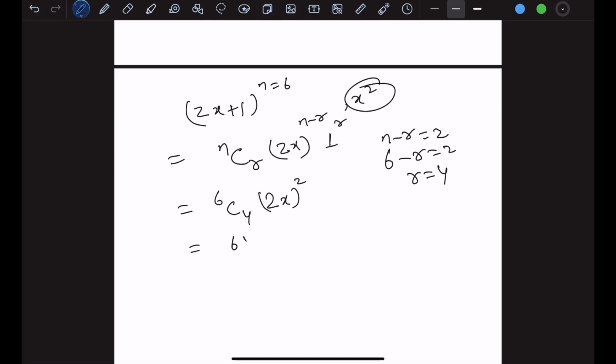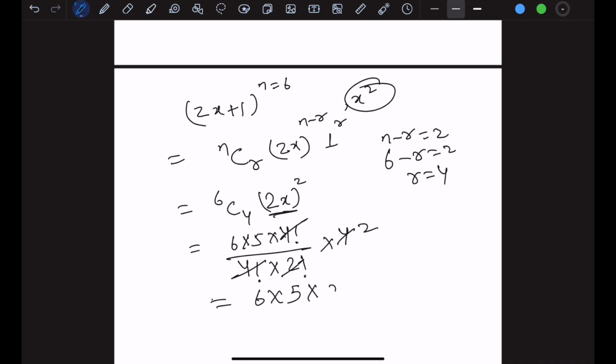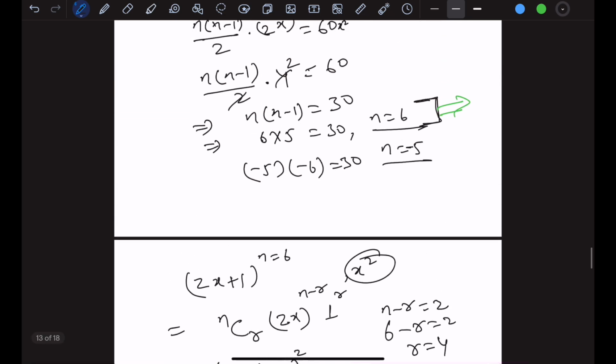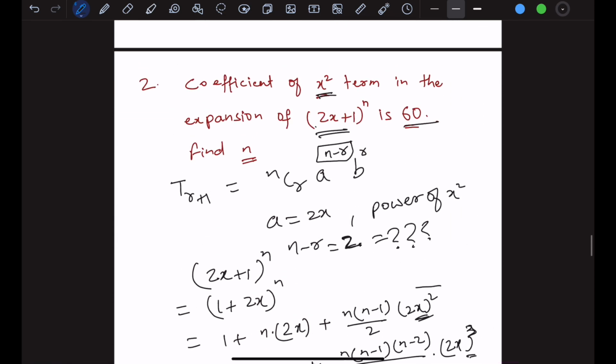So now it's 6 into 5 into 4 factorial divided by 4 factorial into (6 minus 4), which is 2 factorial, into 2 into 2, the bracket 1 will be 4. So this 4 factorial and 4 factorial can be cancelled out. 2 factorial is basically 2, so this one will become 2. So we have 6 into 5 into 2, which is equal to 60, which is same as what the question asked, 60.